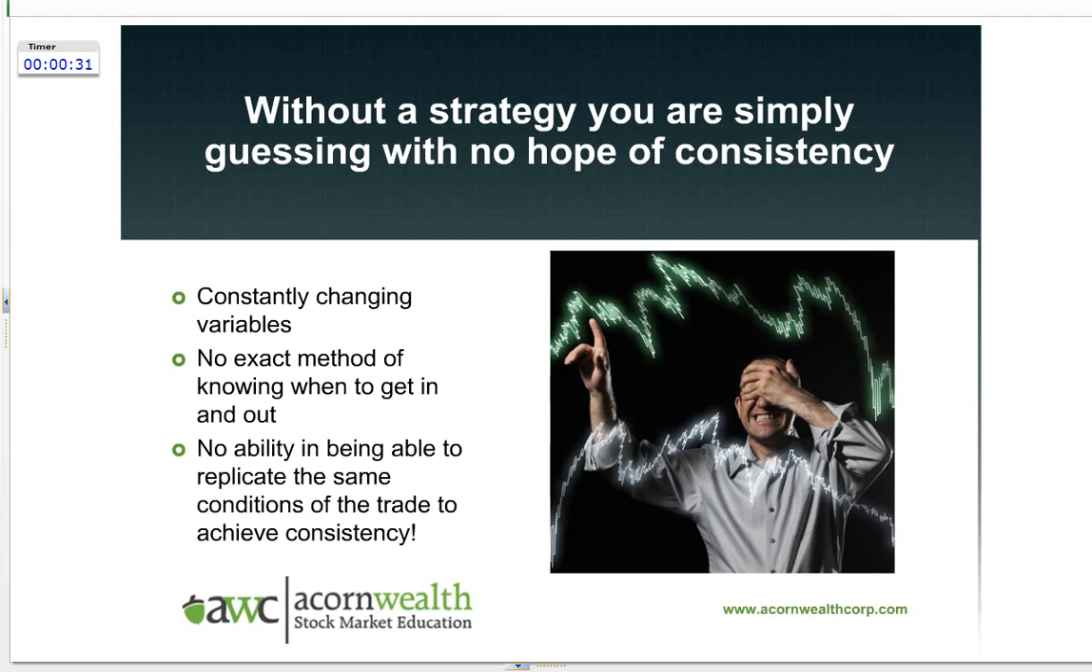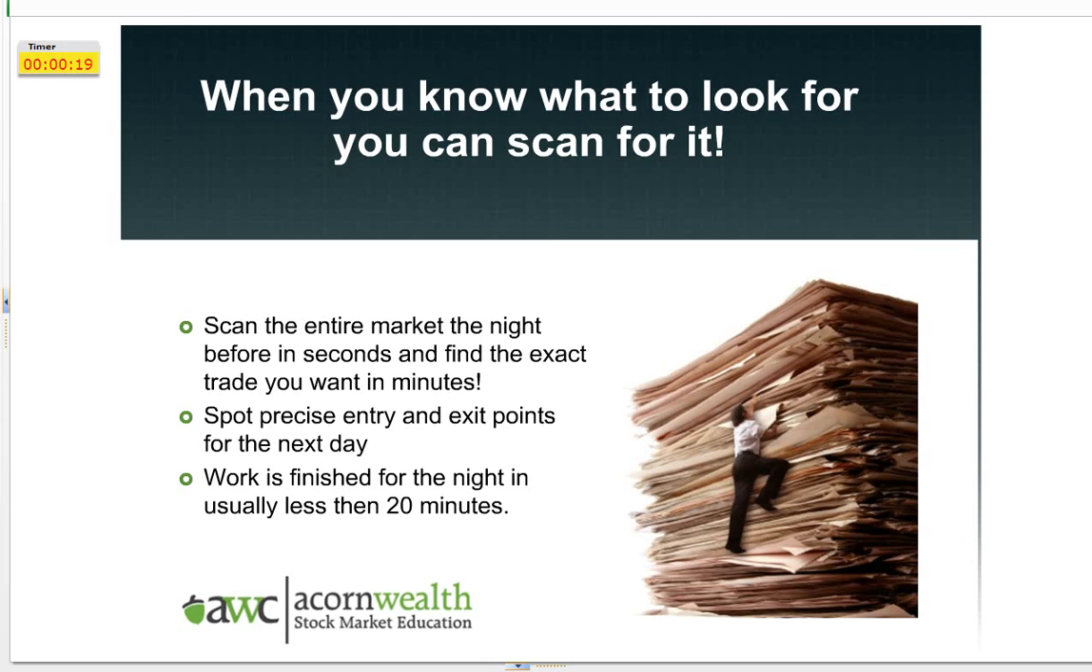Basically, we've got constantly changing variables if you do not have a strategy and you're not able to replicate the consistency. If you know what your strategy is doing, you can actually program it. When you know what you're looking for, you can scan for it. You can find it in seconds. My business partner once said to me, John, if you ever do the same thing twice, you're wasting time because you can design a program to do it for you. Scans do that.